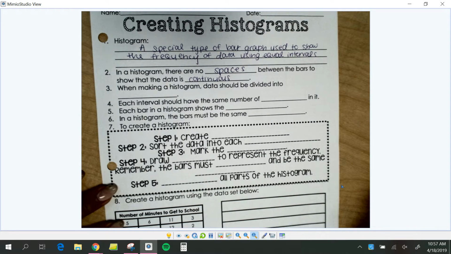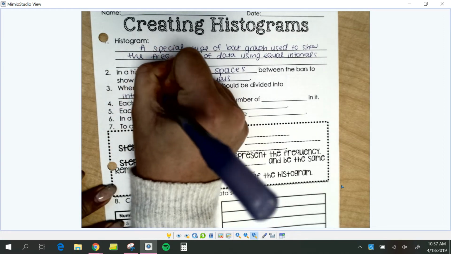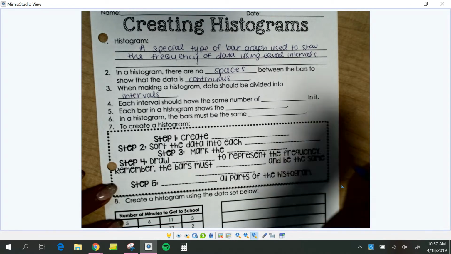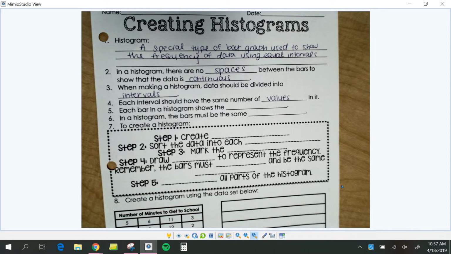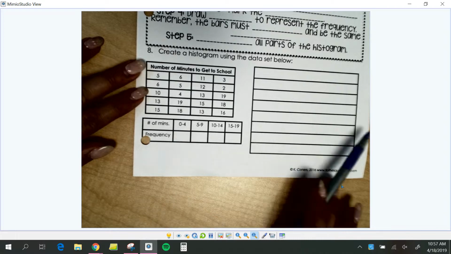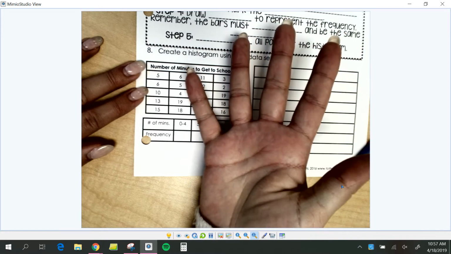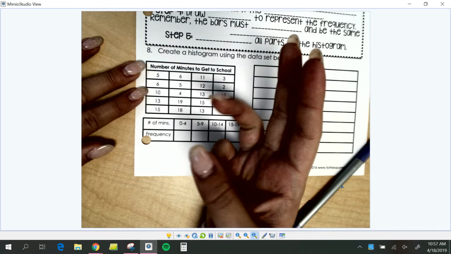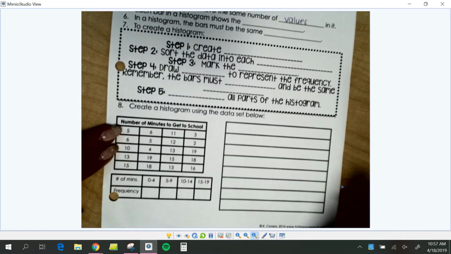When making a histogram, data should be divided into intervals, which are like groups. And each interval should have the same number of values in it. Okay, so down here at the bottom, they give us intervals. I have 0 through 4. So it'd be 0, 1, 2, 3, 4. So it has 5 values in it. Then in the next one, it would be 5, 6, 7, 8, 9. So there's 5 values in it again.